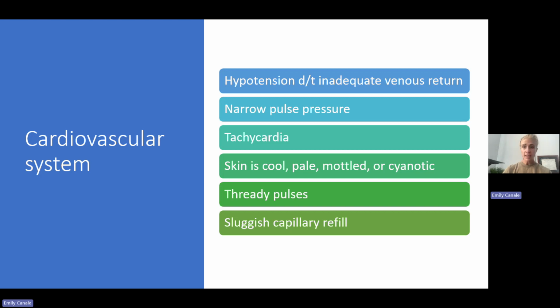So I'm going to be assessing my pulses. I'm looking for that anytime I'm thinking my compensatory stages of shock. I'm thinking, how's my blood pressure? How's my heart rate? Tachycardia is a typical finding because of that sympathetic nervous system.